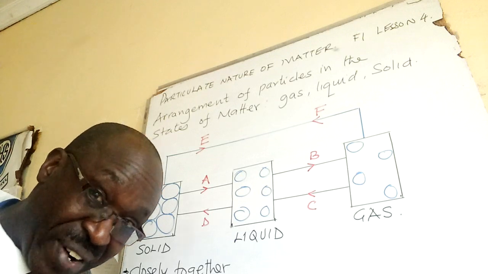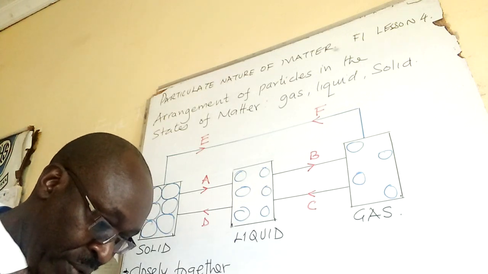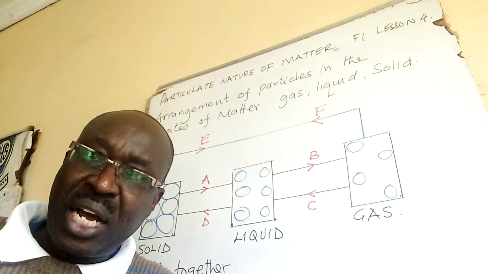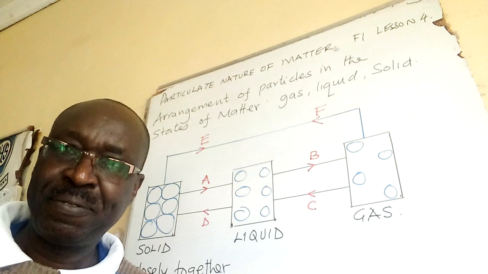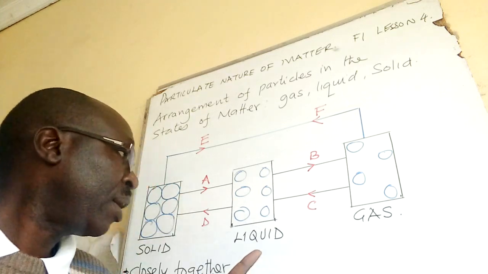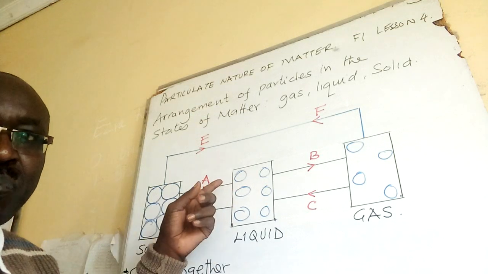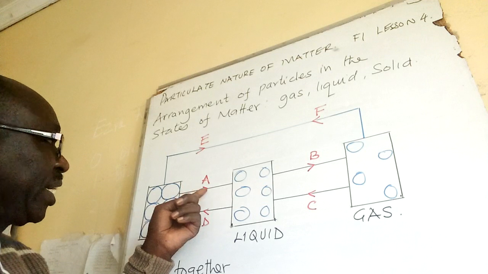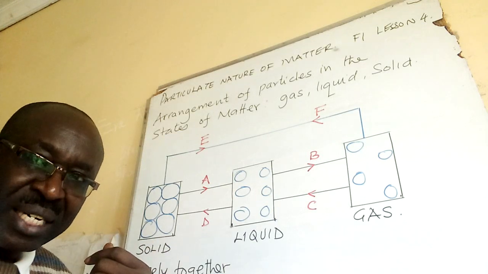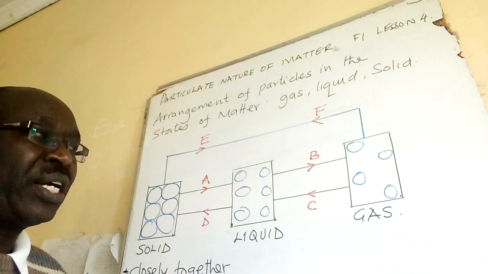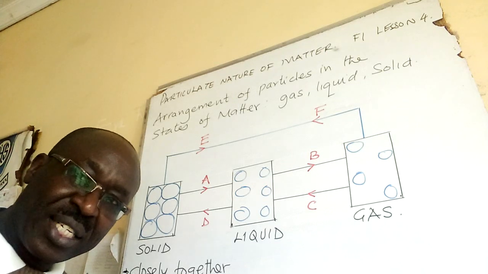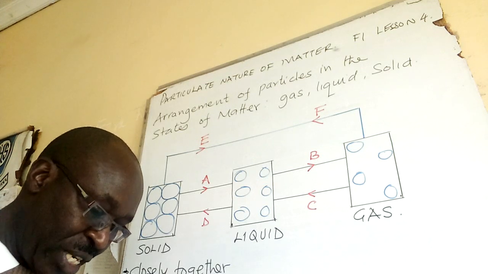Different books have different words. But you need to understand all of them because they mean the same thing. So, A, from solid to liquid, that process A is known as melting. If you put something in the fridge, it solidifies, but when you bring it out, it melts. Solid to liquid. Liquid to gas is vaporization. If the gas changes direct to solid, that process is deposition.